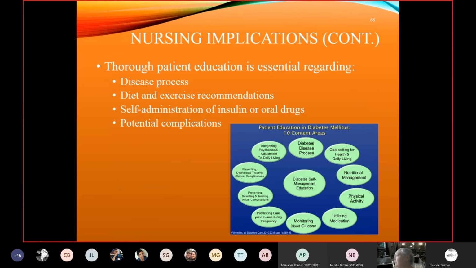Thorough patient education. You want to teach them about their disease process, what's going on with them, diet and exercise recommendations, self-administration of insulin or oral drugs. You may have them do a return demonstration. You also might have them demonstrate how to do their own finger sticks, and then monitor for any potential complications. I recommend the American Diabetes Association website for patient education material, and that is diabetes.org.